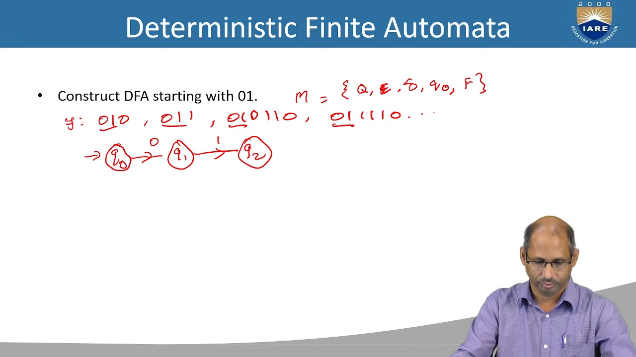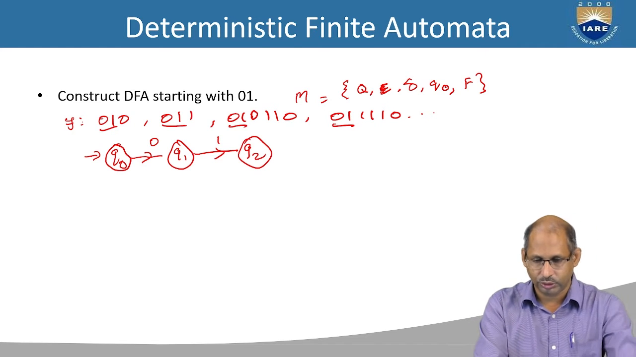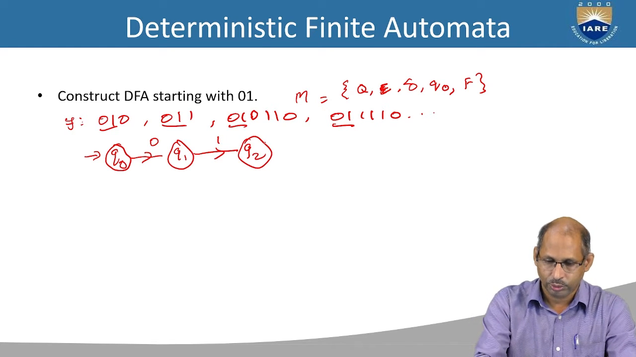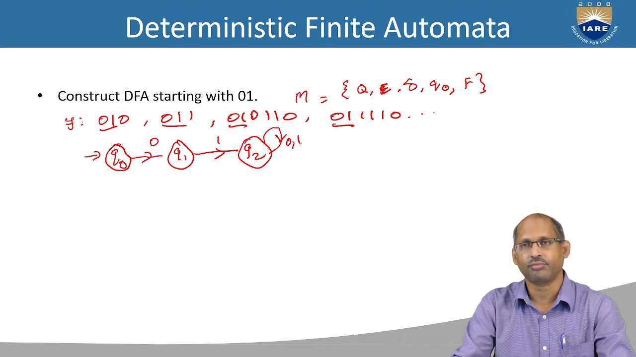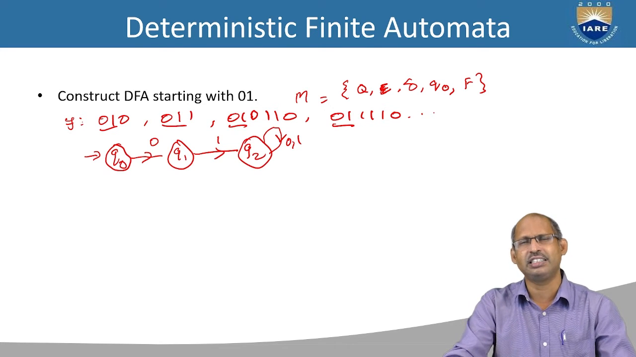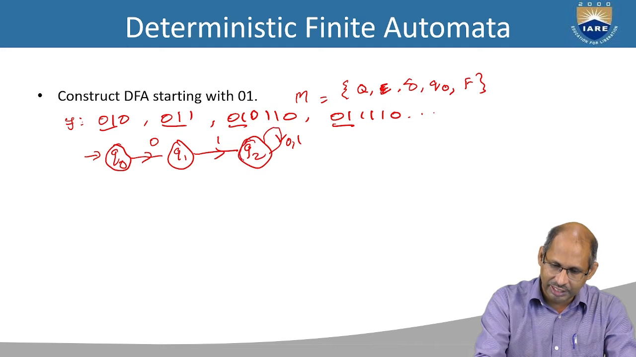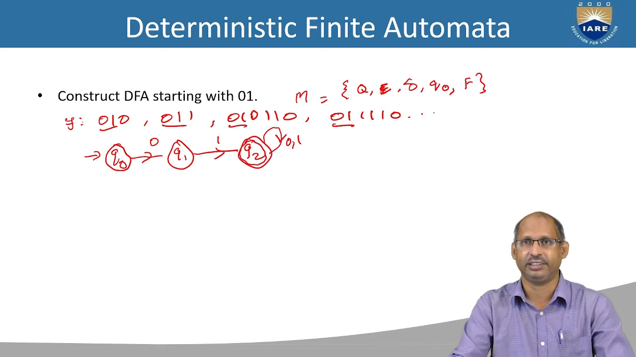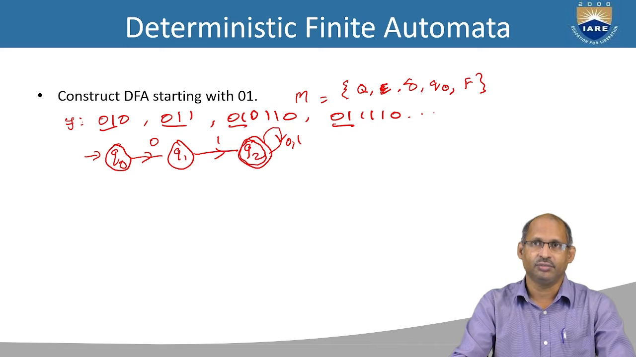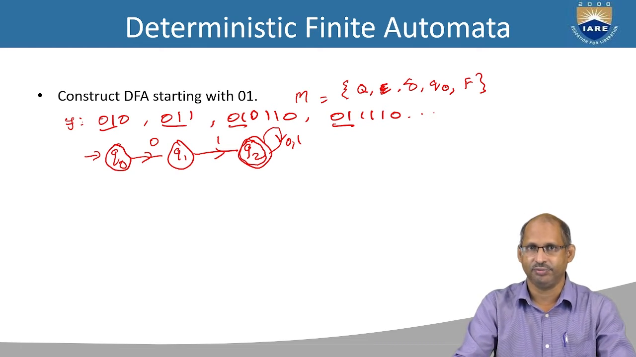Then, after 01 we reach Q2. After going to Q2, any string, any symbols are accepted. So we consider Q2 as the final state.